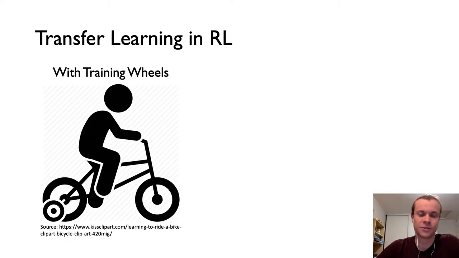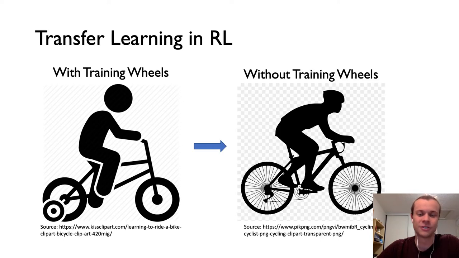This is transfer learning and reinforcement learning at a really high level. So here's the example. You want to learn the bike. So you start with putting on training wheels on your bike. You learn with training wheels, and then after you feel ready, you transfer your skills to the full bike, but you take off the training wheels. And so therefore, you're transferring your skills that you've learned with the training wheels to the regular bike.